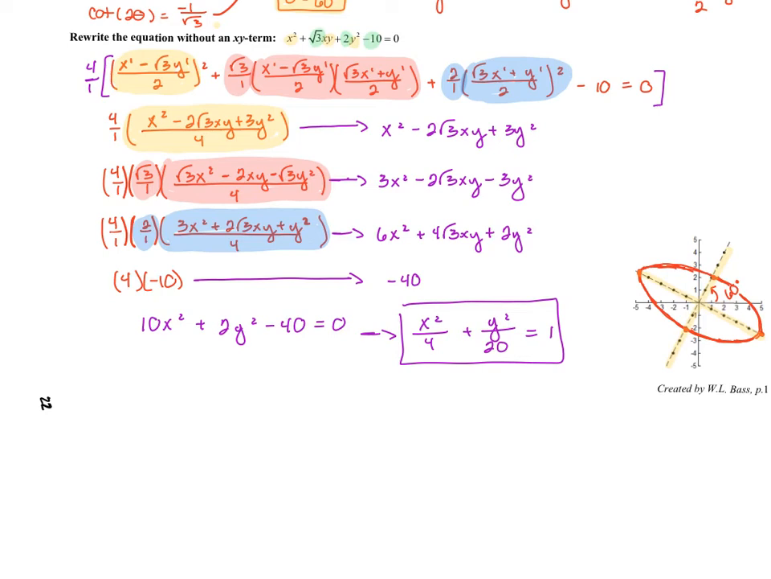The last one is this constant, and these often get forgotten. So there's my minus 10 right there. And then I'm going to say it one more time. Remember, this 4 to clear the fractions has to come all the way down.